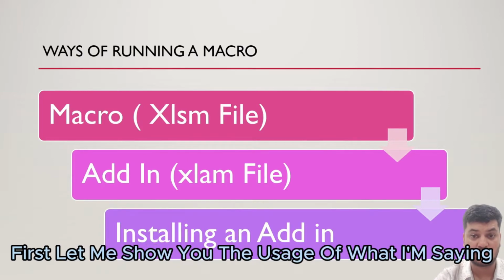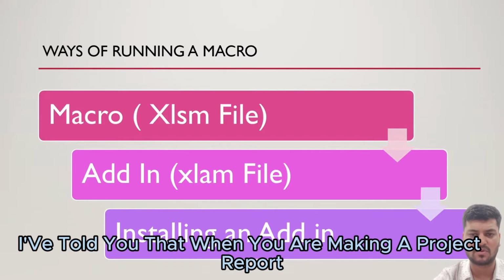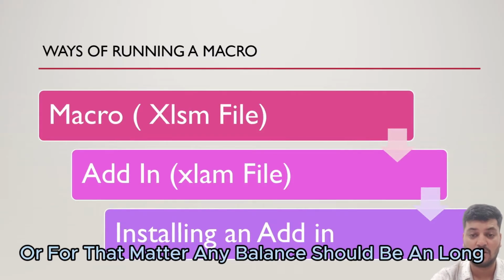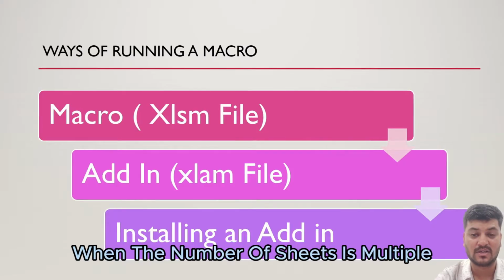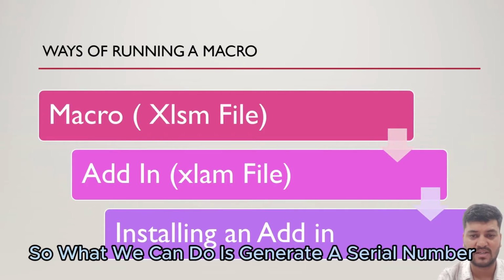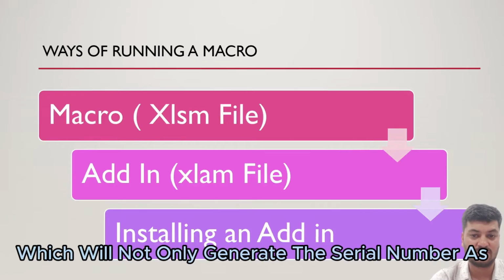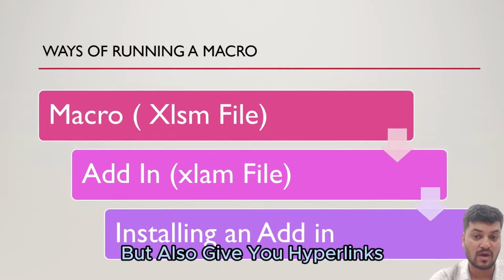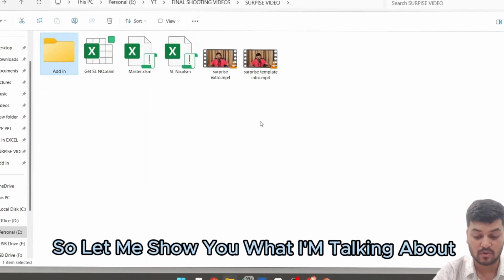First, let me show you the usage of what I am saying: a serial number generator. Already I have told you that when you are making a project report, or for that matter any balance sheet, PL, long sheets in a workbook, when the number of sheets is multiple, you tend to forget or get confused in the sheets. So what we can do is generate a serial number for all the sheets at the home page, which will not only generate the serial number as per the names of the sheets, but also give you hyperlinks. All this on a click of a button. So let me show you what I'm talking about.